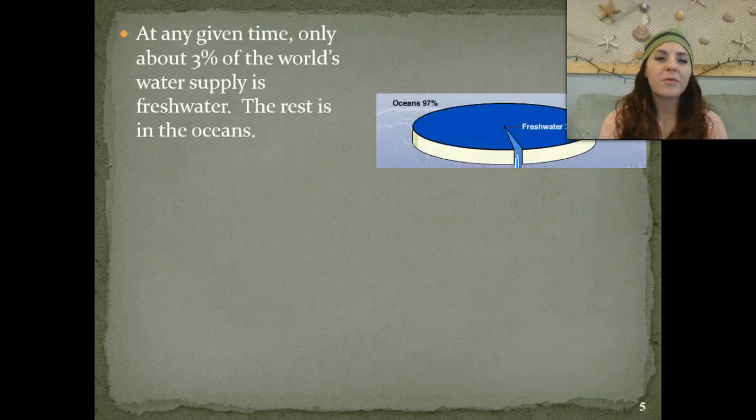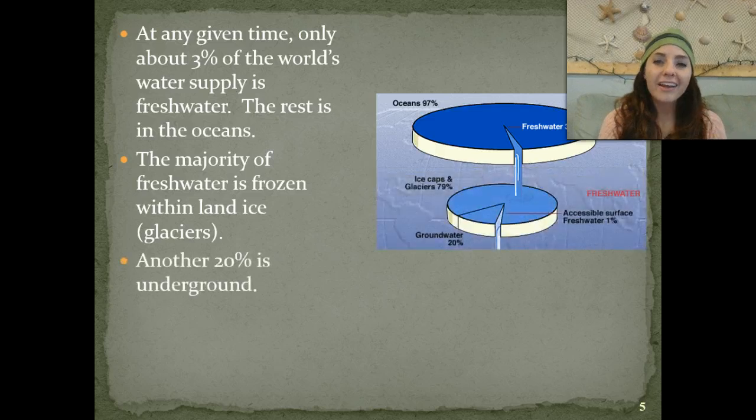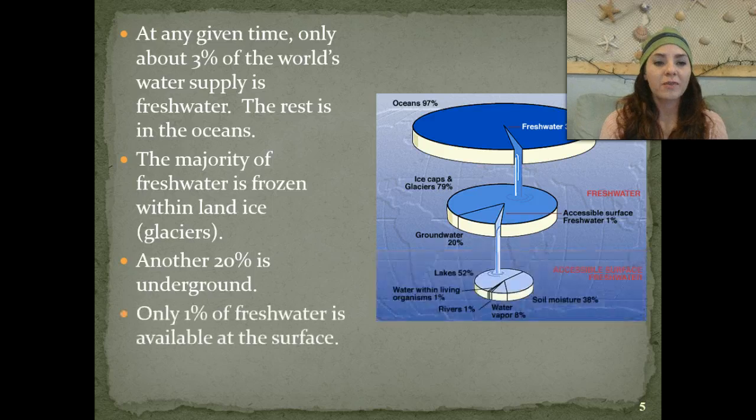At any given time, only about 3% of the world's water supply is fresh water, and the rest of it is located in our oceans. The majority of fresh water is frozen in the form of glaciers, and another 20% is underground. So only 1% of fresh water is readily available to us at the surface.